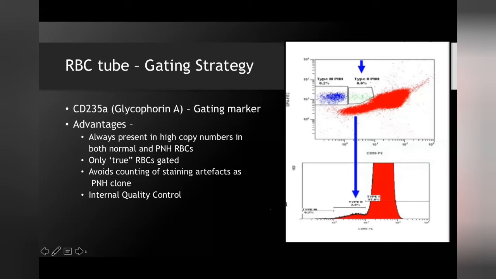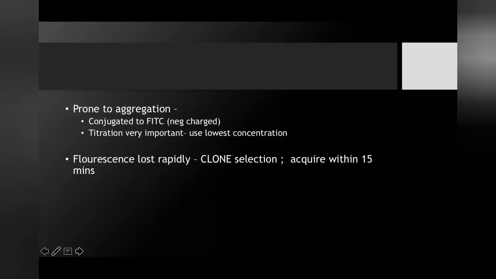Whenever you see a clone which is expressing CD59 to a lesser degree, you have to make sure that CD235A expression is as bright as the normal cell, that is the PNH1 clone. So that is why CD235A has been recommended as a gating marker in the guidelines. Next, please. The only problem with CD235A is that it is prone to aggregation, so it is best to conjugate it to FITC. CD235A is always read in the FITC channel and the lowest concentration has to be used. You have to titrate and set up your experiment in such a way. And once you add CD235A, the sample should be acquired within 15 minutes. Next, please.